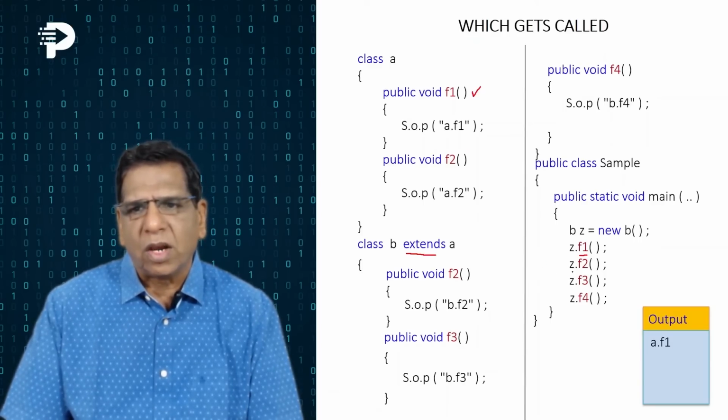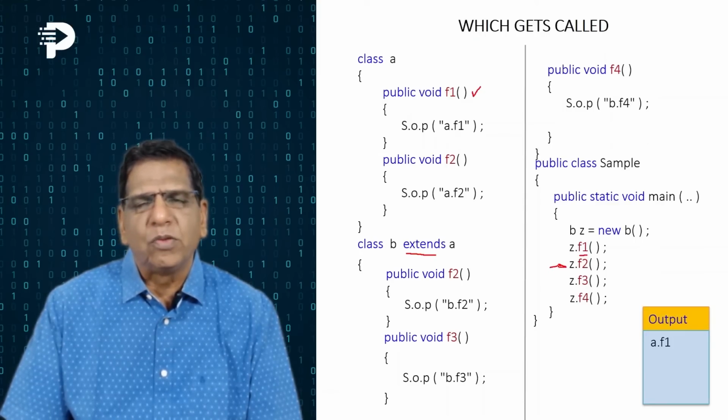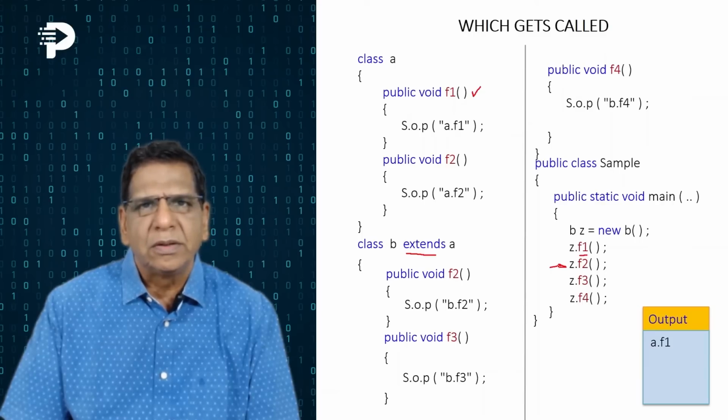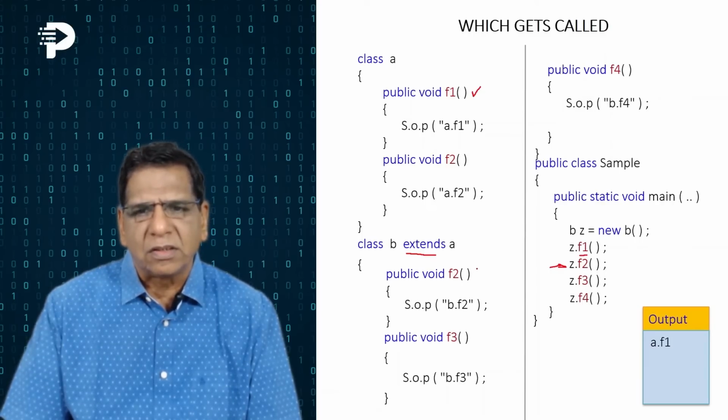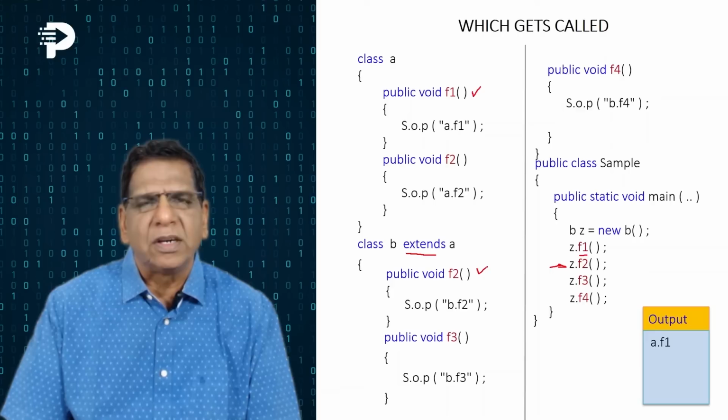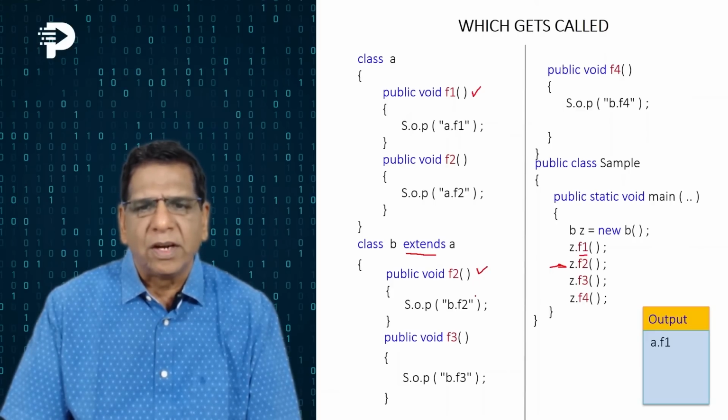Let's look at the second call now. When I do this z.f2, again f2 will be searched firstly in the class B. But this time the search is successful because f2 is indeed present in class B. Hence it will get executed. b.f2 is what would get printed out.